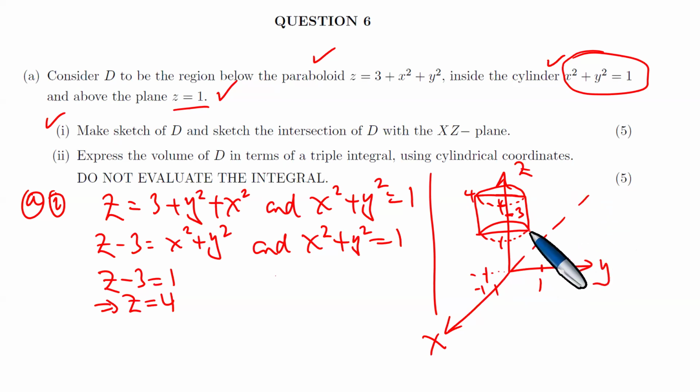So we have this. Okay, let us analyze this. This is going to be at 1 here. This is going to be at a 4 here. And this is going to be like 3 in the middle.